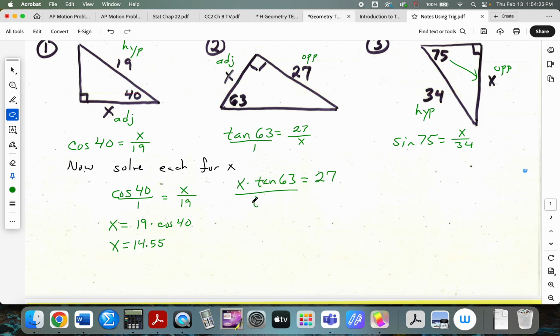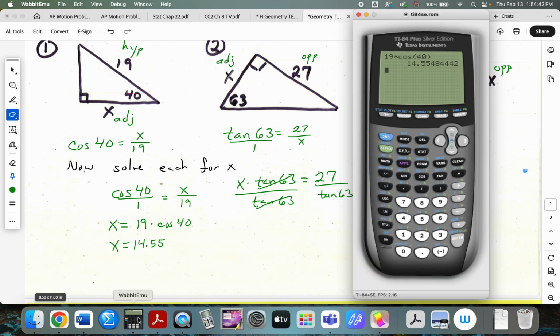We're going to divide by the tangent of 63. The tangent of 63 is a number. You just don't know what it is. Okay? But it is a number. So that these two cancel out. So in your calculator, you'll do 27 divided by the tangent of 63. And that's 13.76.